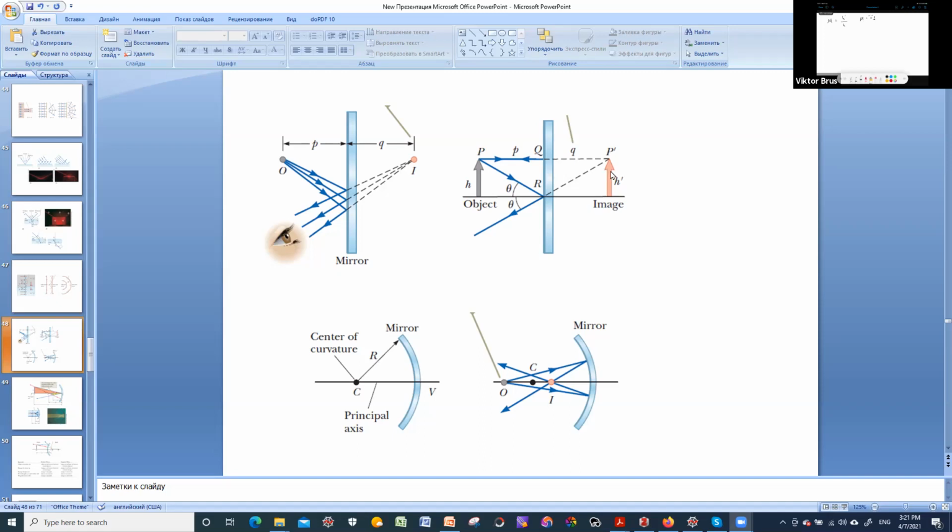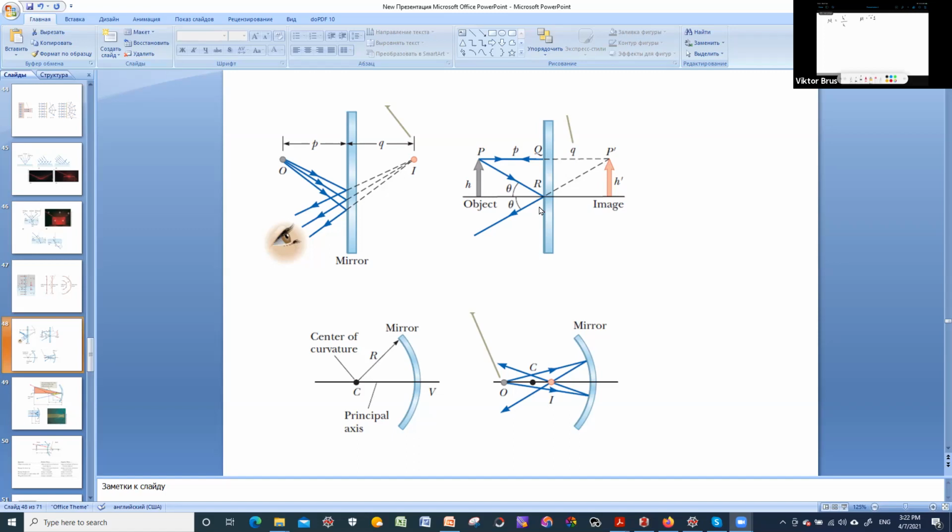And also another important thing, if we consider these two right angle triangles, they are identical, and that means not only the height of the object and image are equal, but also the object distance P is equal to the image distance Q.